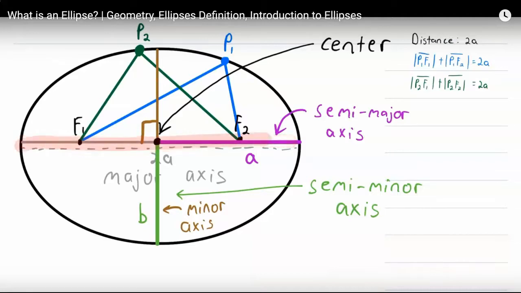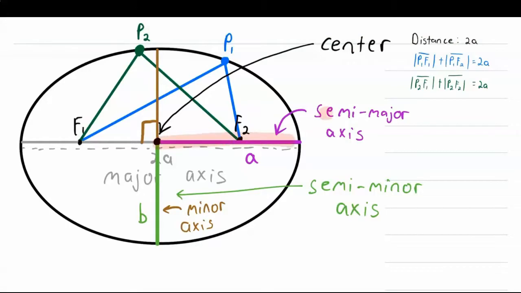The major axis is the line segment that passes through the two foci and whose endpoints are both on the ellipse. The major axis has a length of 2a. Half of the major axis is called the semi-major axis and has a length of a.